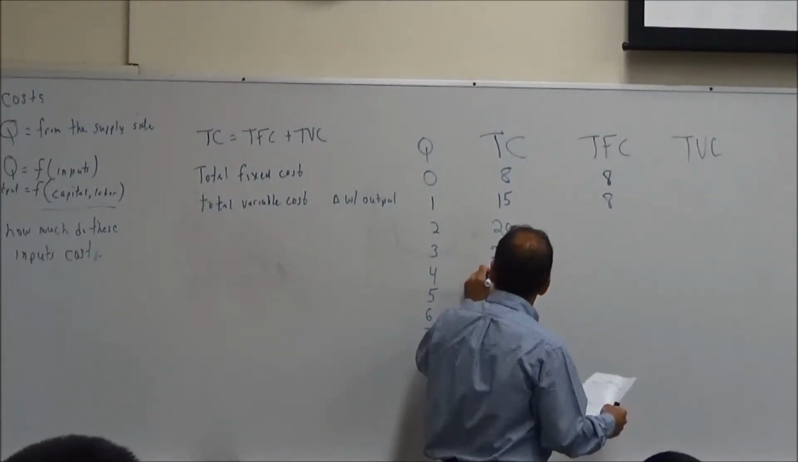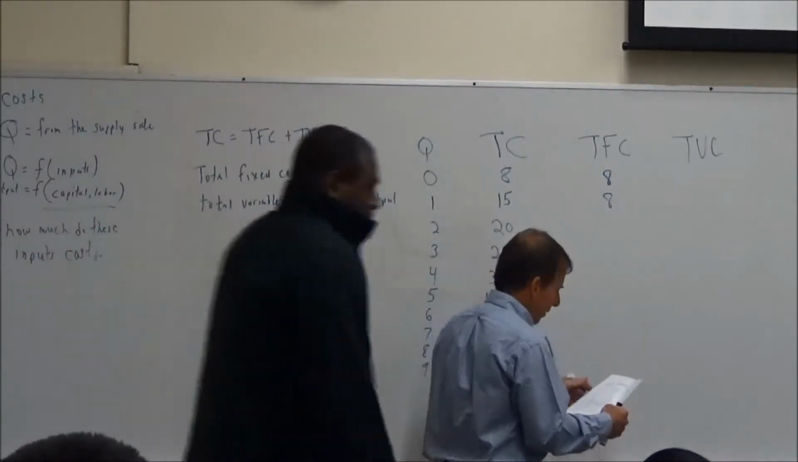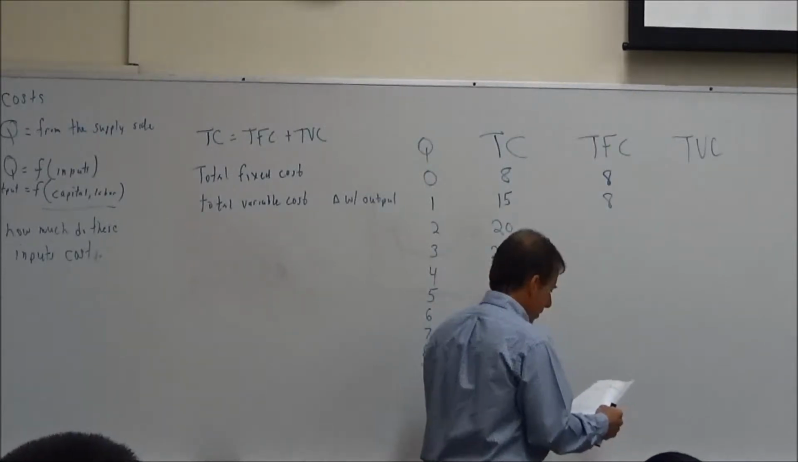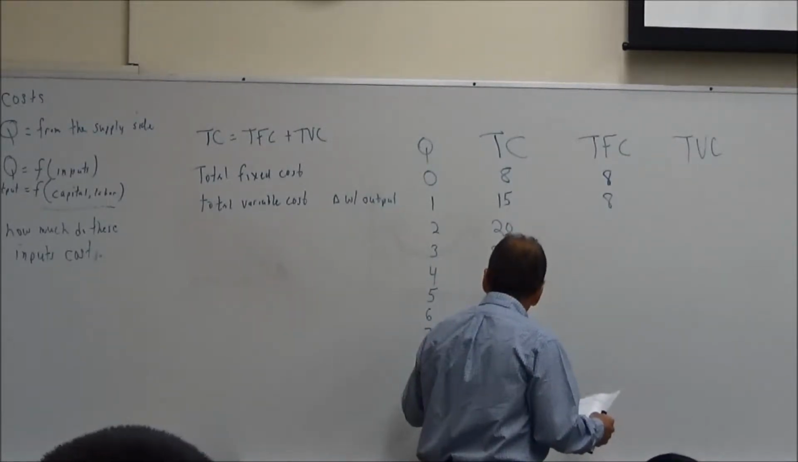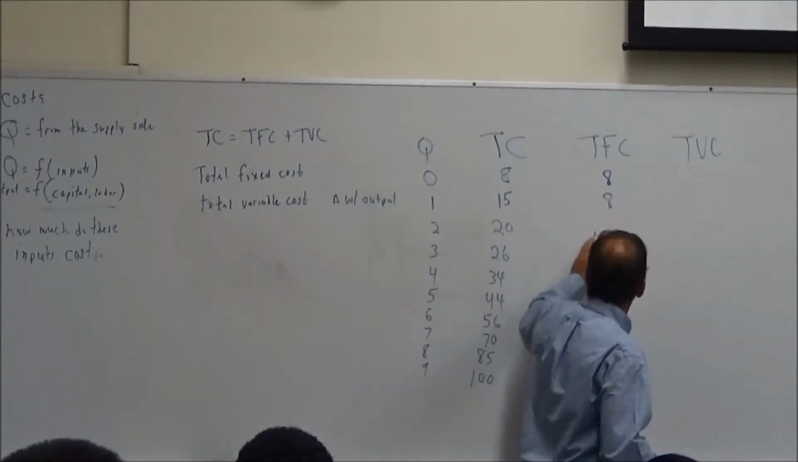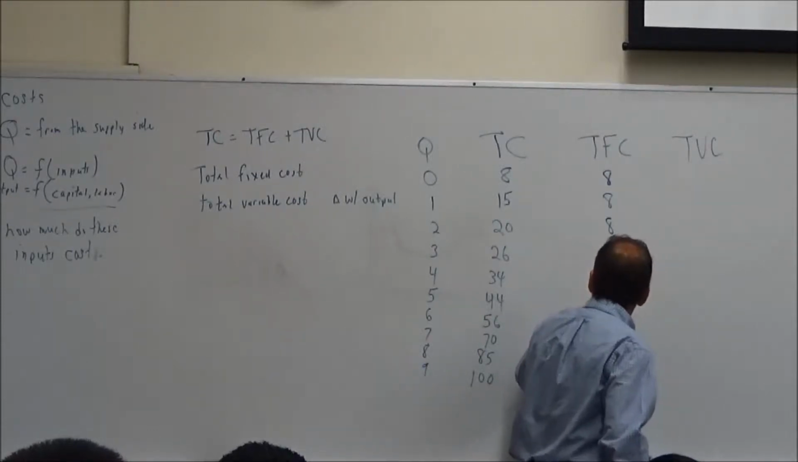26, 34, 44, 56, 70, 85, and 100. Okay, so the fixed costs are fixed. They're not changing. So that goes down all the way down. You fill in that column.